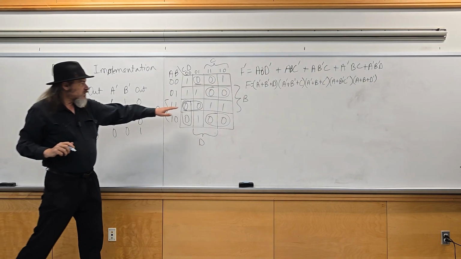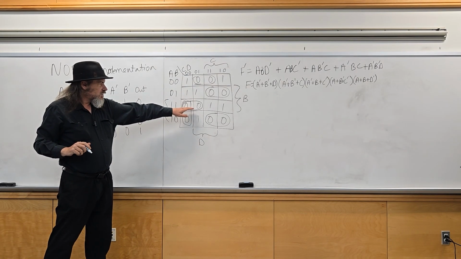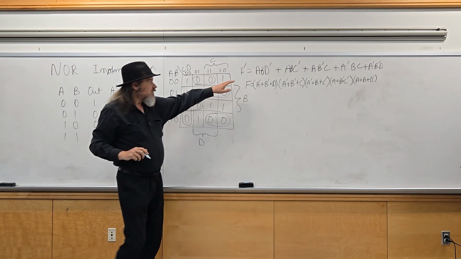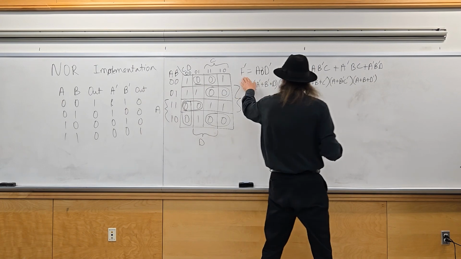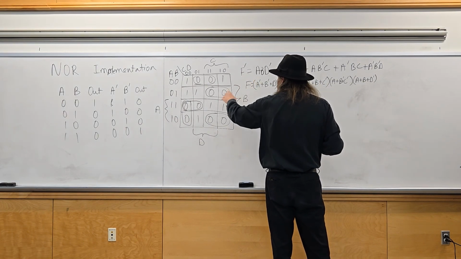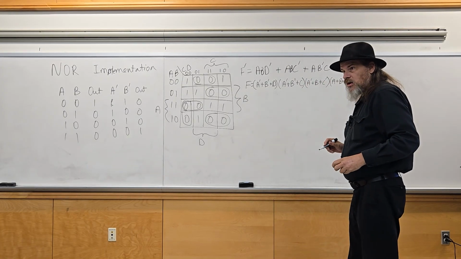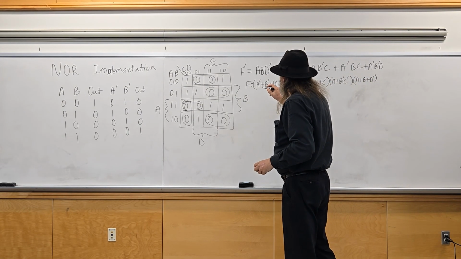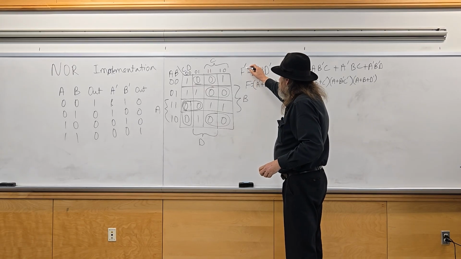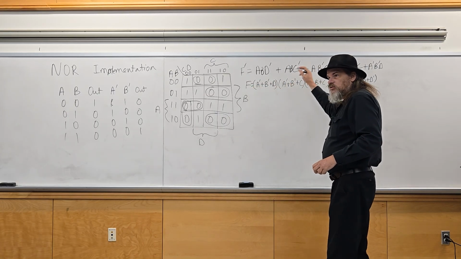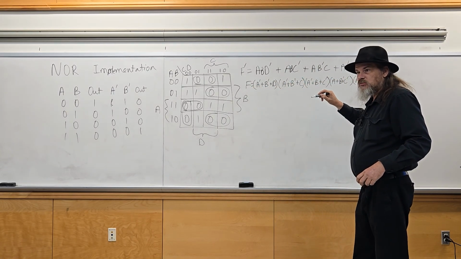Because you're grouping the zeros, this form is the complement of the actual function. Okay? And then when you convert it from the complement to the actual function, you run it through De Morgan's theorem. De Morgan's law.